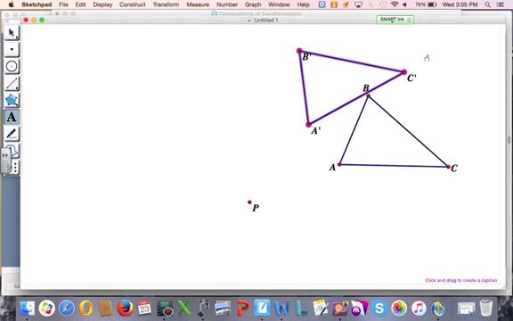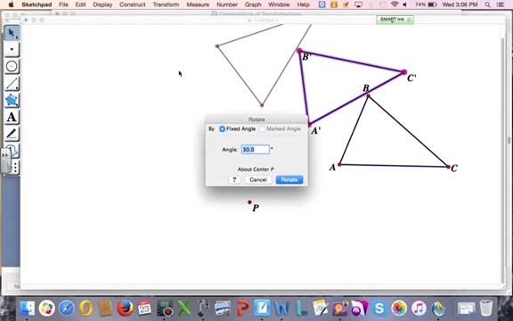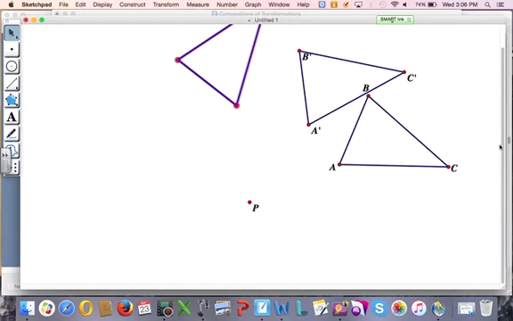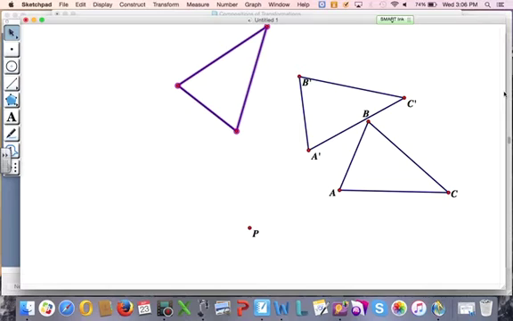Then it says rotate this triangle now by 45 degrees around point P. Okay, so I'm going to tell it that that's my center again. And I'm going to rotate this, like the activity said, by 45 degrees. And your text says to label that image as A double prime, B double prime, C double prime. And look at that, the program knows already what I want those points to be called.